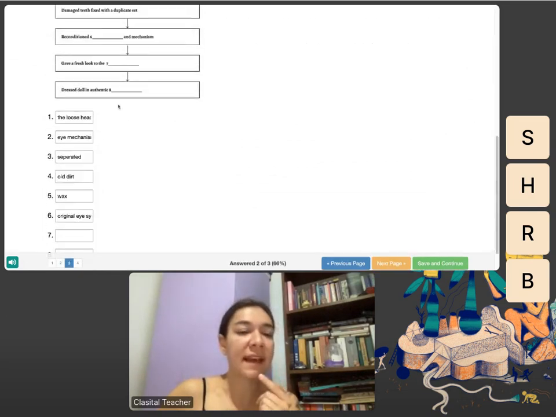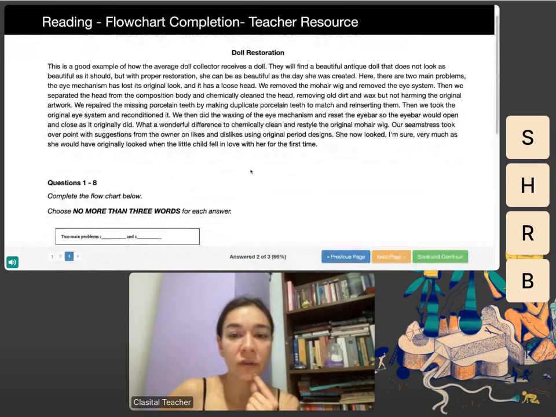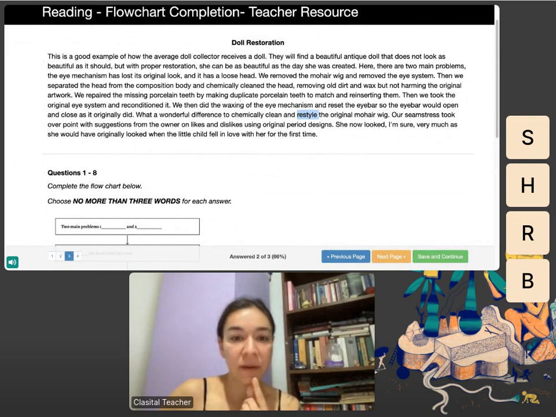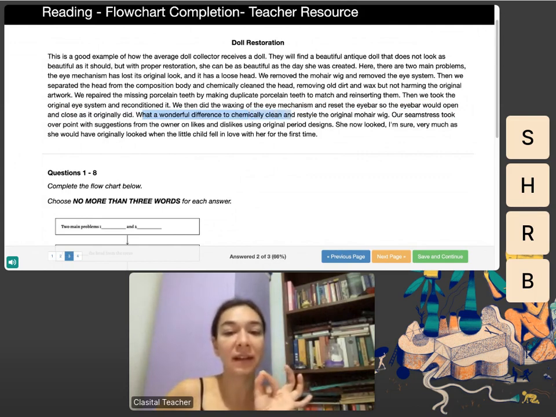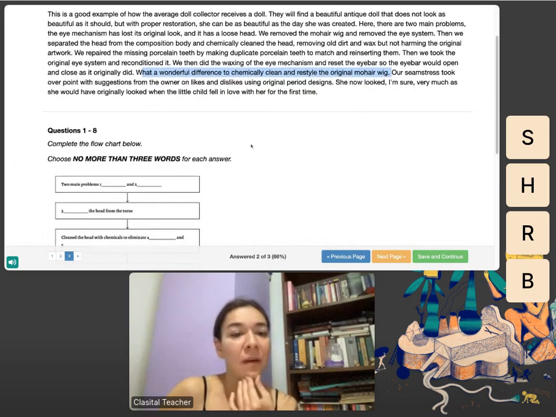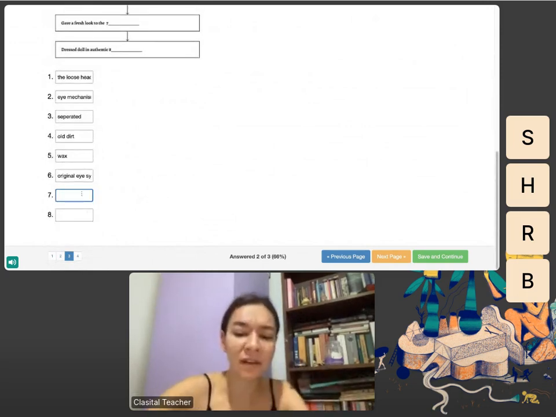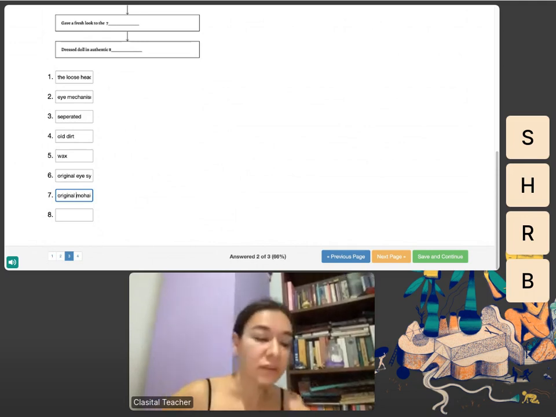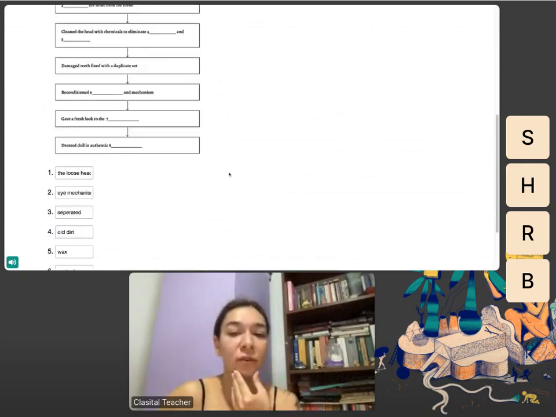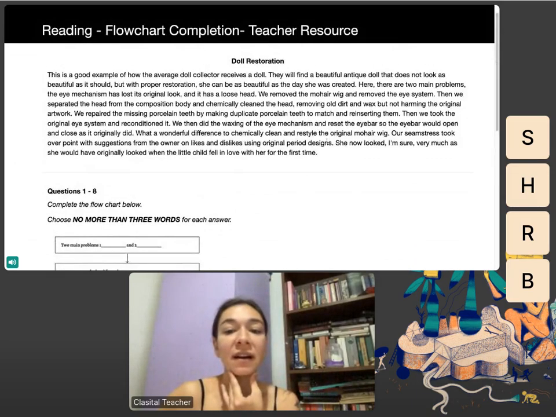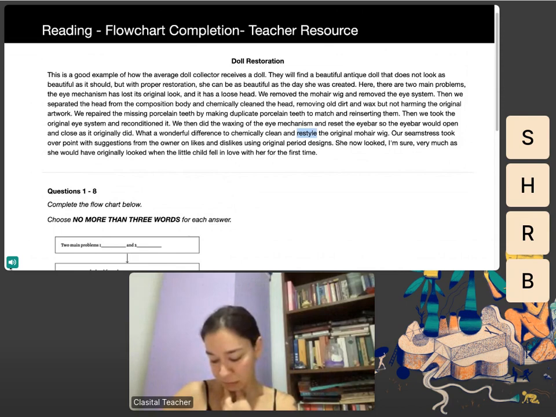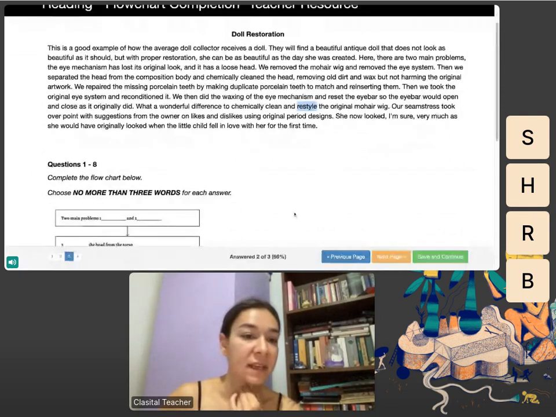For the fresh look, I think they use the word restyle. What a wonderful difference. This is a fresh look: chemically clean and restyle the original mohair wig. In here, you can write original mohair wig, but let's write original too because we can. So the answer will be original mohair wig, because for the fresh look, they use restyle the original mohair wig.